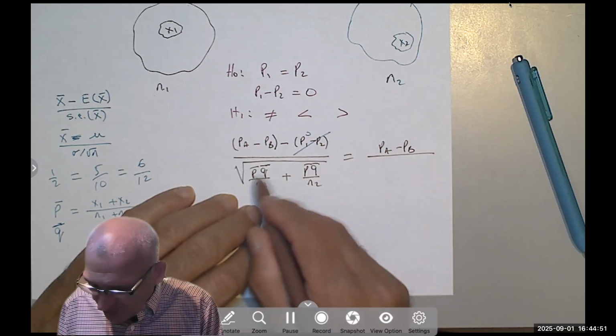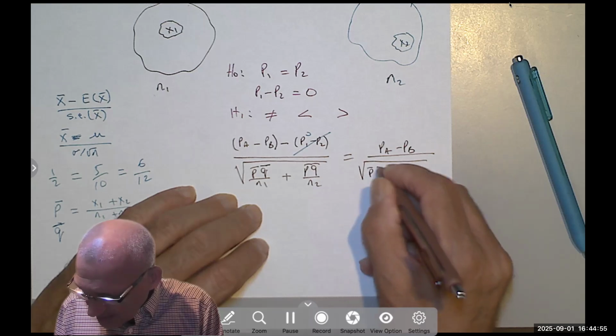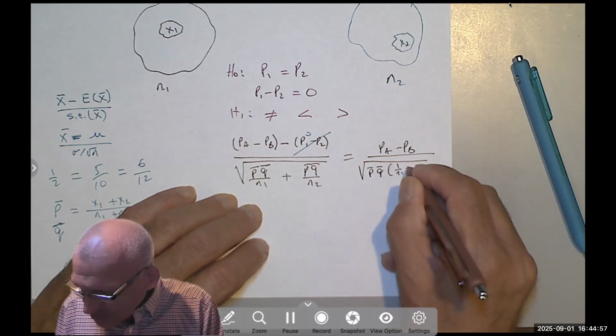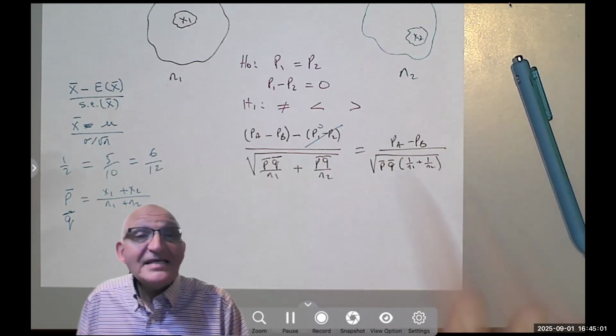Some people prefer to factor out the PQ, so they say P bar Q bar times 1 over N1 plus 1 over N2. You can use either, it's the same. So let's take an example.